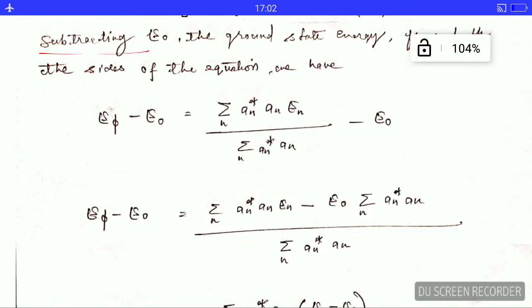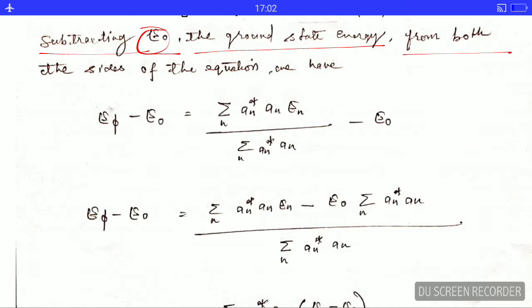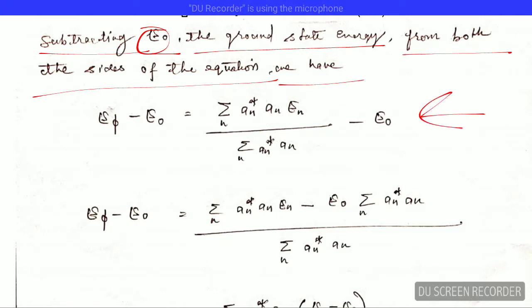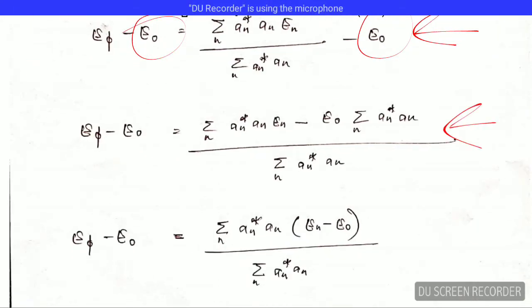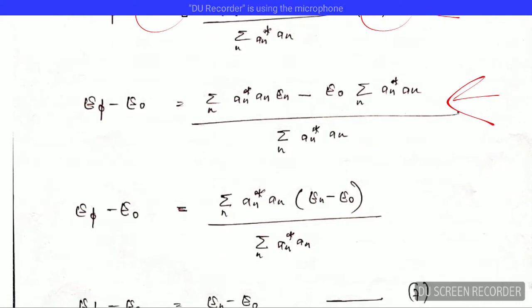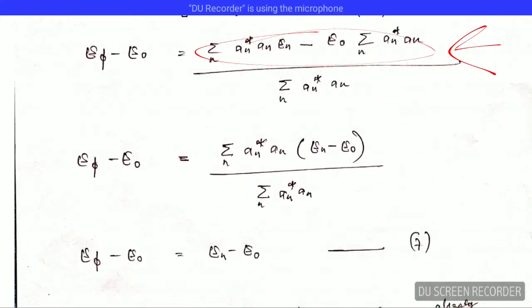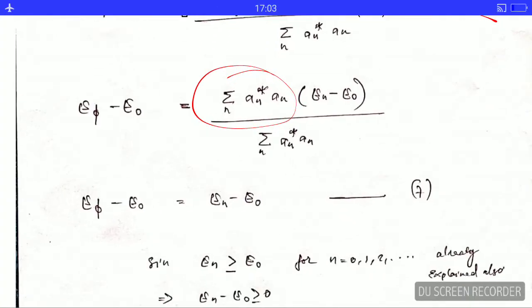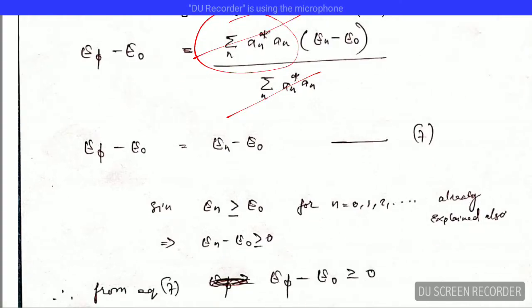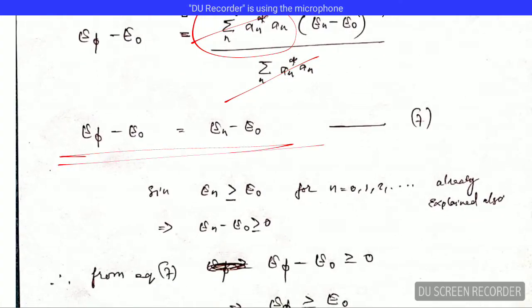Now subtracting E0, the ground state energy, from both sides of the equation. Here I have subtracted, you can see that. Now I have further simplified it by taking the LCM, so it came like this. In this part, this is the common factor, so it came out, and then this and this got cancelled and we are left with this equation.